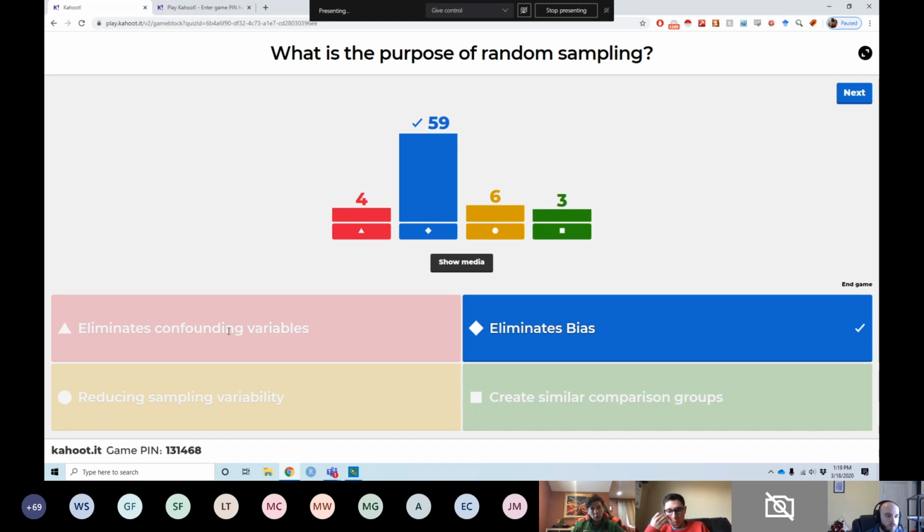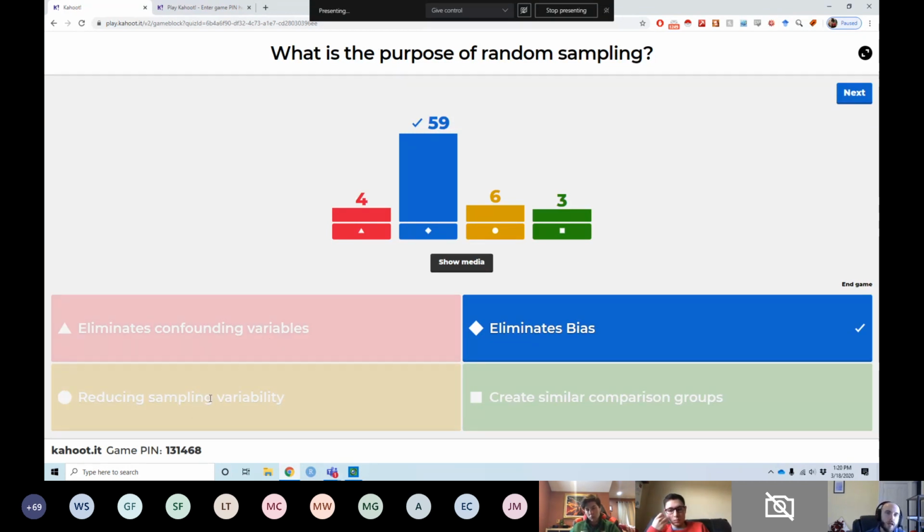So the triangle answer, what eliminates confounding variables, isn't random sampling, it's random assignment. So if we want to determine if our explanatory variable is what's causing the differences, I keep using smoking causes lung cancer, then you'd want to do an experiment to eliminate the influence of any other variables on the relationship or associations that we're observing between the two variables we're actually studying.